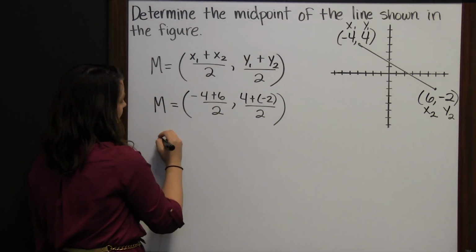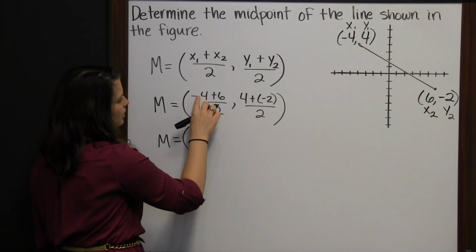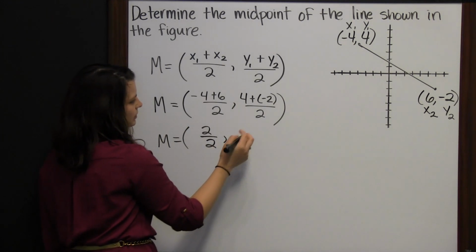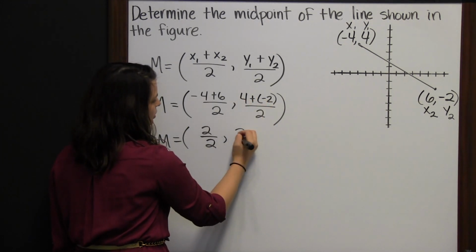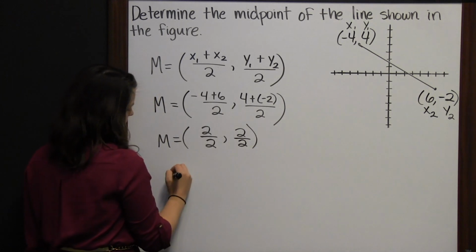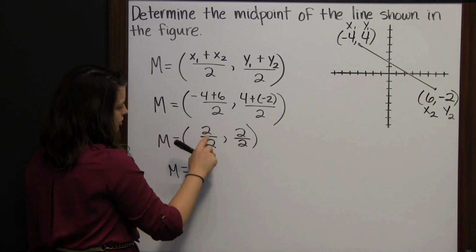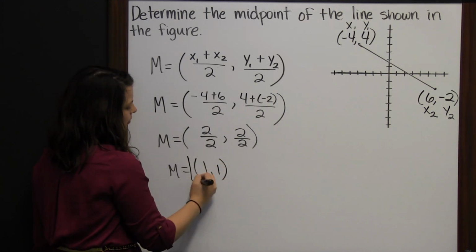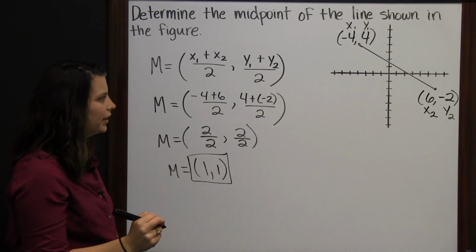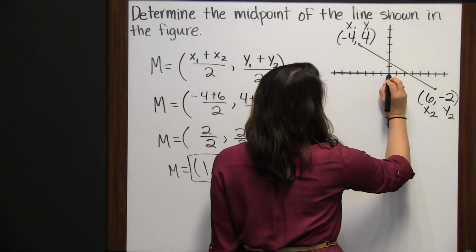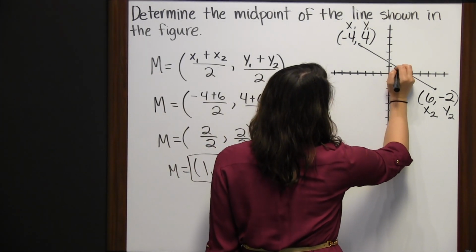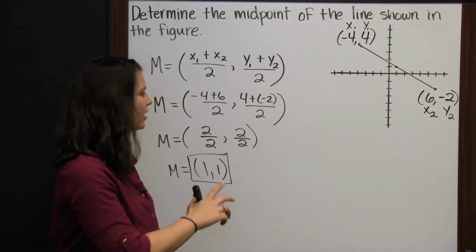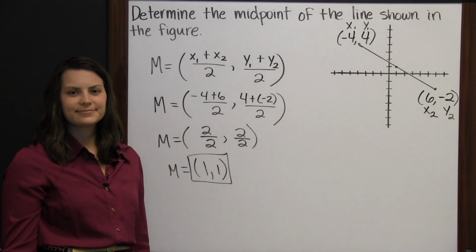Now we need to simplify by adding. Negative 4 plus 6 is 2 divided by 2. 4 plus negative 2 is 2 divided by 2. And finally we divide. 2 divided by 2 is 1. So the midpoint is 1, 1, which you can see on this graph, over 1, up 1. And you know that point does look like it's right in the middle of that line. So that's our midpoint.